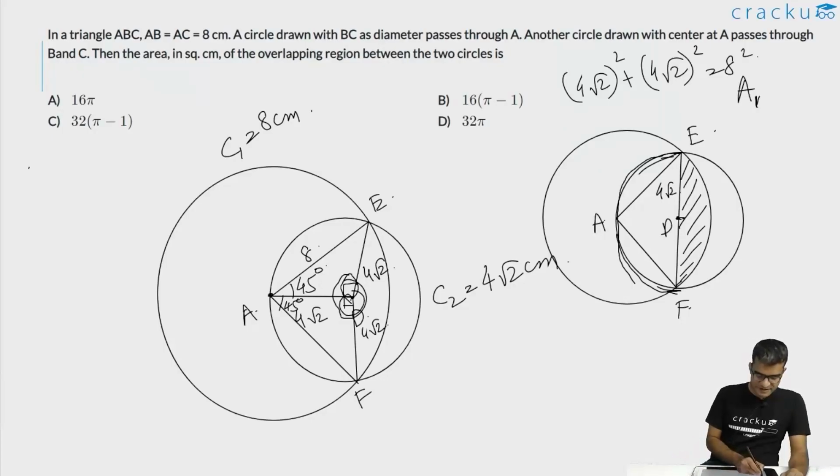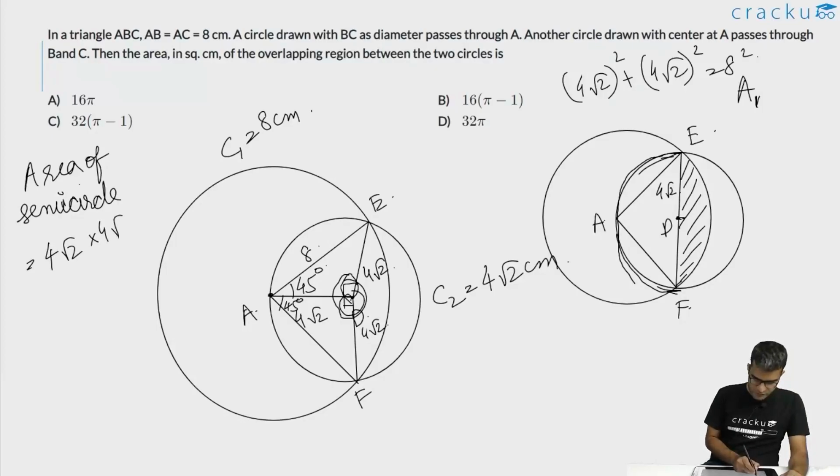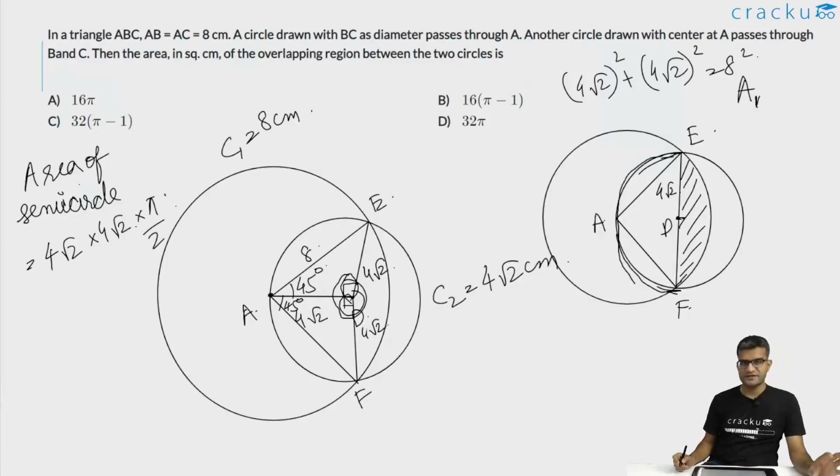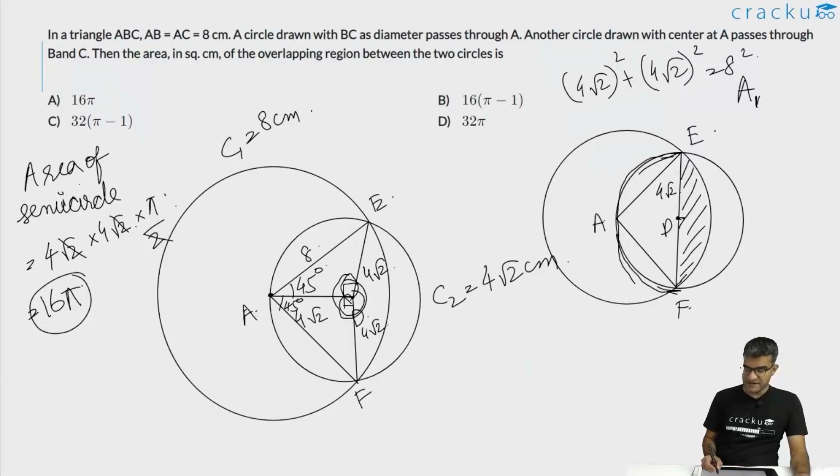So the area of semicircle is equal to 4 root 2 into 4 root 2 into pi divided by 2, because the area of the semicircle is pi r square divided by 2. Root 2 into root 2 is equal to 2, which will cancel over here. So this is equal to 16 pi. Now if you can calculate the area of this shaded region over here, if you are calling that A1, the overall area of intersection will be A1 plus 16 pi.